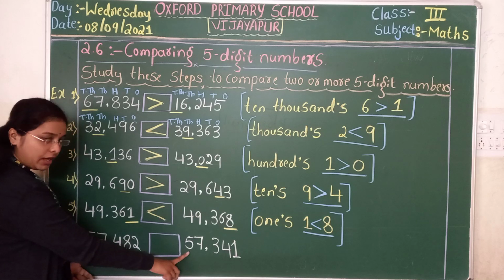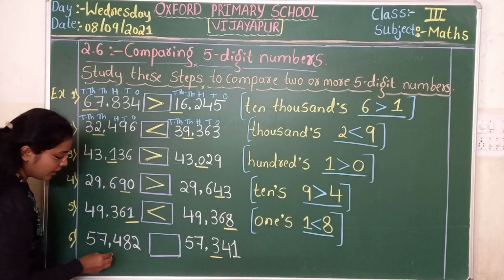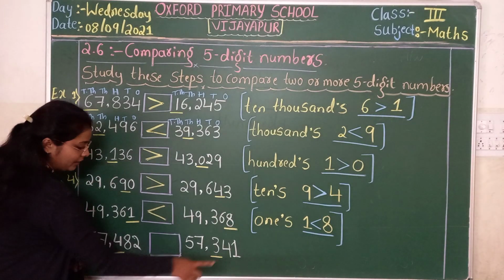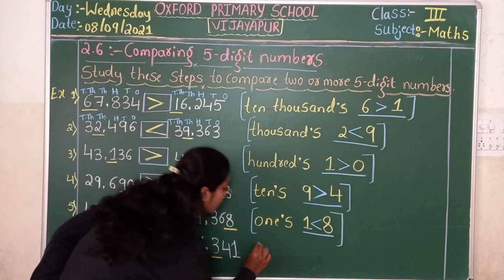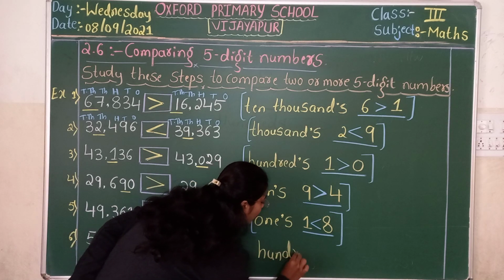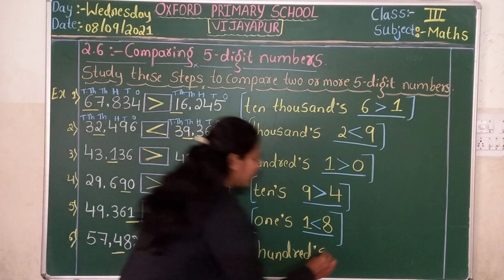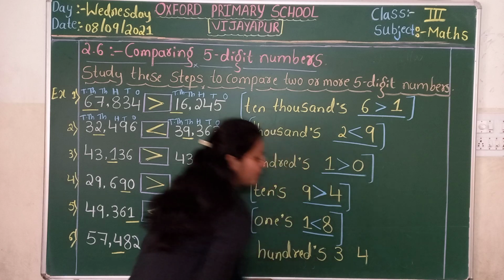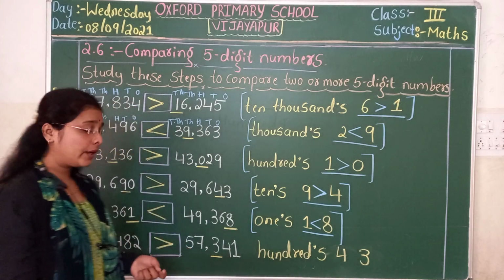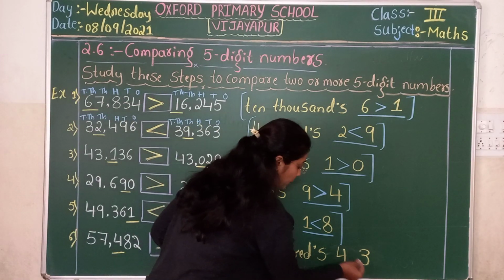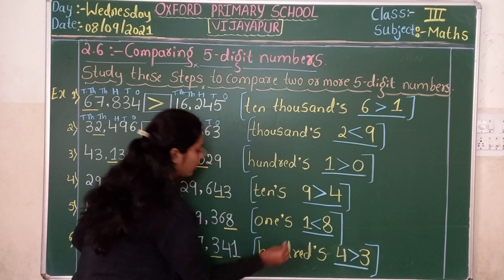First 10,000 we have the same. In 1,000 also we have the same. Next we have different in the hundreds place. 4 and 3. Number 4 is the bigger one. We have to insert the sign like this. And which place do we compare? Hundreds. Hundreds place we compare. 4 and 3 are the digits which we compare. Digit 4 is the bigger compared to 3. So we have to insert the greater than sign and then the bracket of this one.